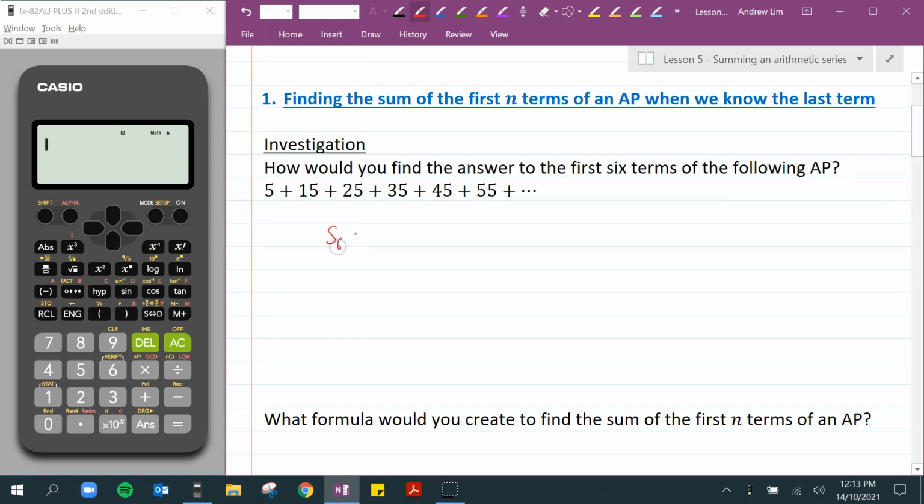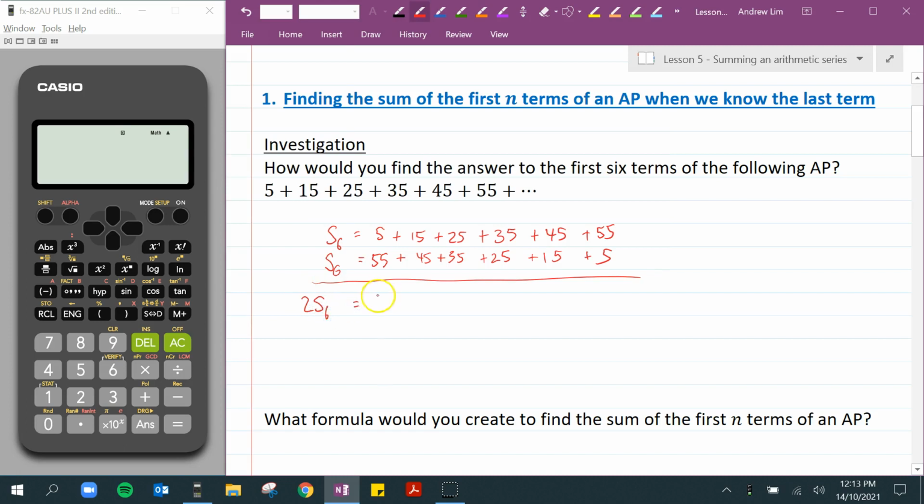The sum of the first 6 terms is 5 plus 15 plus 25 plus 35 plus 45 plus 55. But you also realize, hey, the sum of the first 6 terms, we can actually reverse the order: 55 plus 45 plus 35 plus 25 plus 15 plus 5. And when we add them together, we get 2 lots of the sum of the first 6 terms. They will all add to 60.